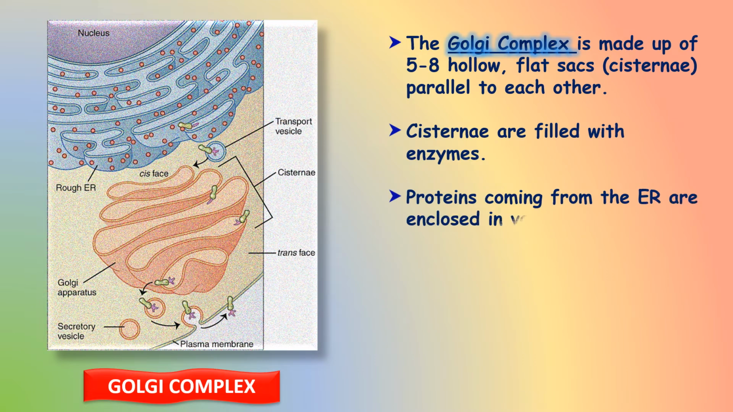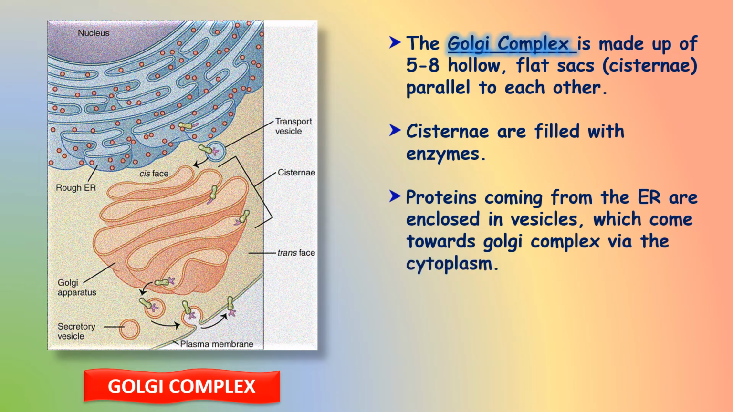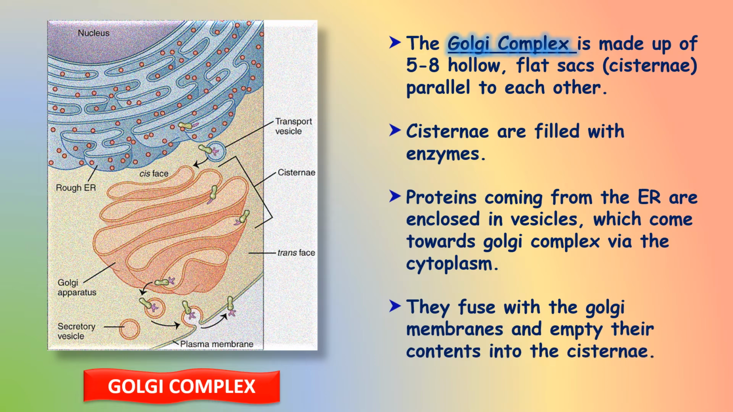Okay? Proteins coming from the ER are enclosed in vesicles which come towards the Golgi complex. Yeah, so you can see here the transport vesicle coming from the ER moving towards the Golgi complex. Now, they fuse with the Golgi membranes and empty all their contents into the cisternae. Now, cisternae already has some small enzymes there. So the vesicles come from the endoplasmic reticulum. They come and they empty their contents into the cisternae.